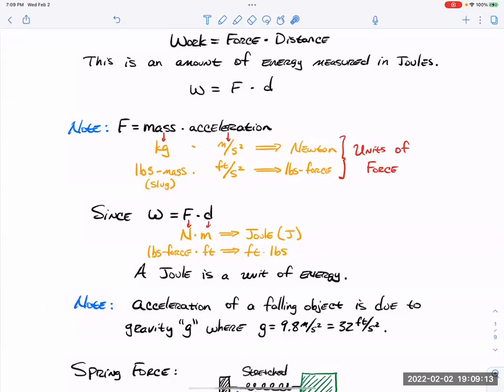But I do want to make a note, acceleration of a falling object is due to gravity, g, where gravity is 9.8 meters per second squared in the metric system, and 32 feet per second squared in customary units here, okay? You don't have to worry about this. If you forget these, they'll be given to you on an exam if you need them, okay?